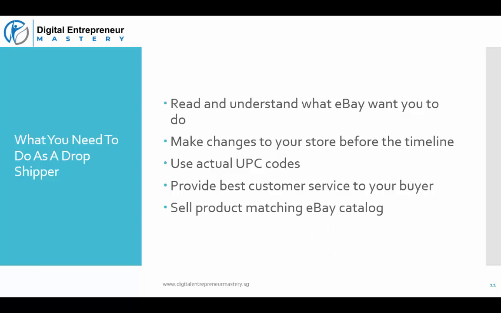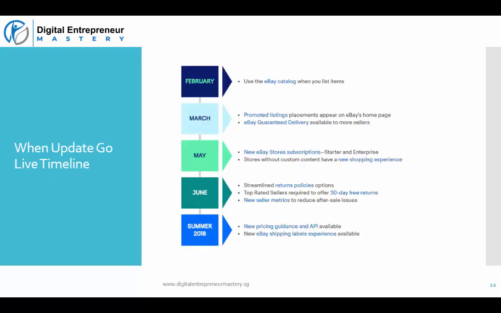So sell products matching eBay catalogs. Well, for this one, if you're using automation tools, make sure the automation tool has the capability to insert your listing into the correct categories. If not, you might want to change the tool itself, or replace the tool with another more powerful one. If you need a recommendation, you can PM me.